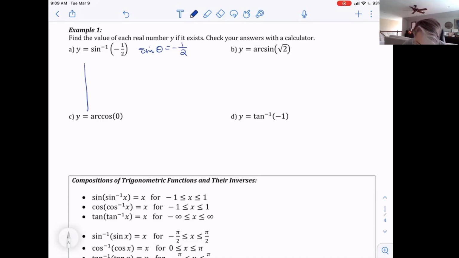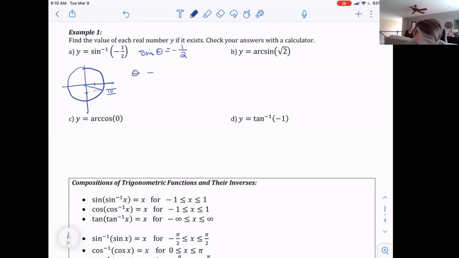If you're doing the unit circle, since it's a -1/2, you know it's going to be down here in the fourth quadrant. And so that would be -pi/6. And again, even though there's also a -1/2 in quadrant 3, since the original problem is an inverse function, we can only look in quadrant 1 and quadrant 4.